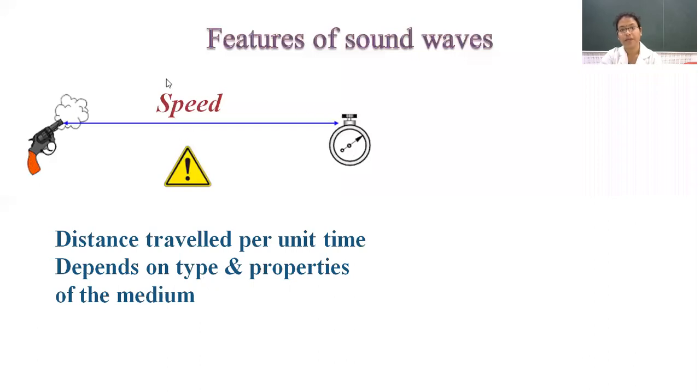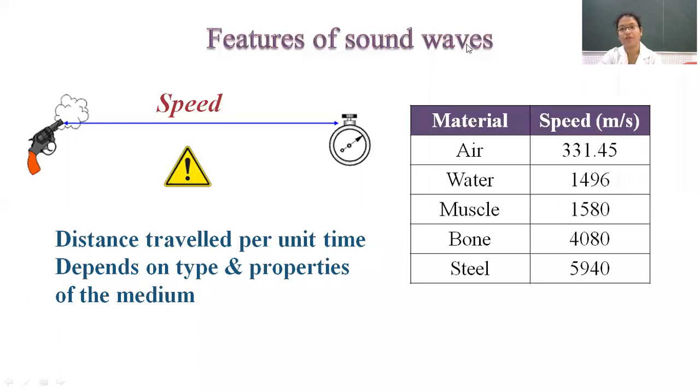This speed depends on the type and properties of the medium. As we know, the medium can be solid, liquid, or gas. If you see the speed of sound in different materials, in air it is 331.45 meters per second. In water it is 1496. In bone, it is 4080. Whereas in steel, which is a metal, it is around 5940. So as the density of the medium increases, the speed of the sound also increases.